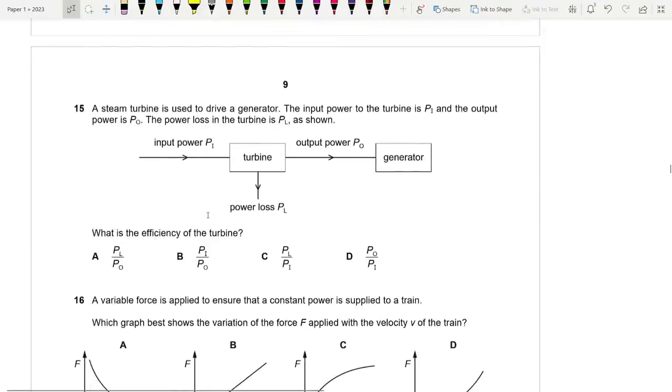For 15, this is also a common question. What is the efficiency of the turbine? We know that efficiency is the useful power divided by the total power input.